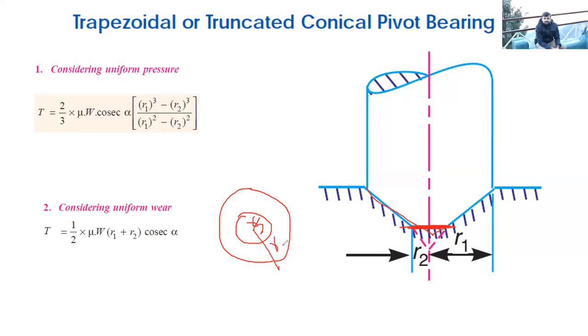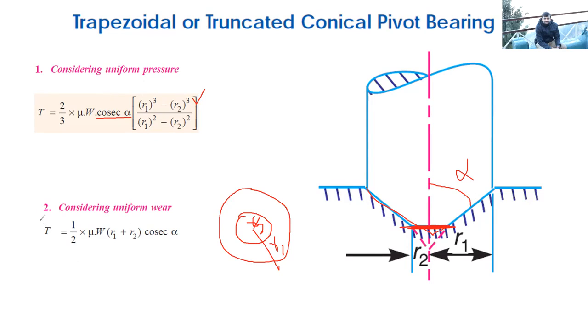Okay, and once we derive it, its expression for frictional torque comes out to be very similar to thrust bearing and conical pivot bearing combined. So this effective radius R effective is very similar to thrust bearing, that is R1 cube minus R2 cube upon R1 square minus R2 square, and this cosec alpha has to be multiplied over here. Okay, again this alpha would be the semi-cone angle, right? And this cosec alpha will have to be multiplied. So this is the expression according to uniform pressure theory.